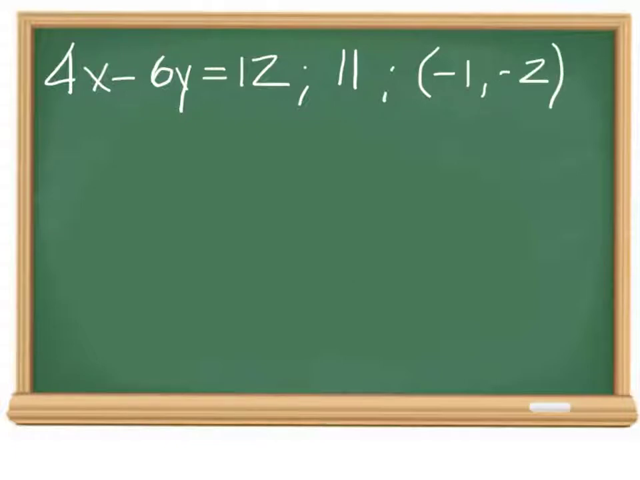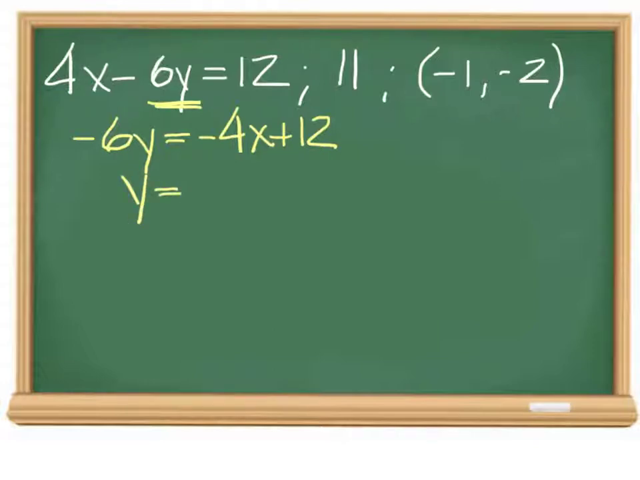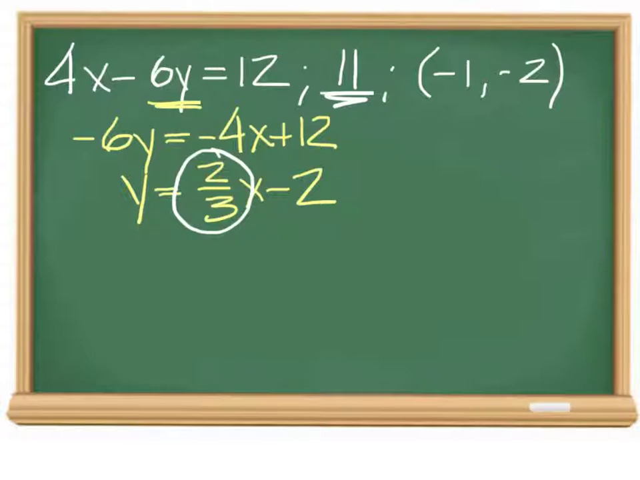On the practice problem, we need to get y by itself here to change this to slope-intercept form, so it's negative 6y equals negative 4x plus 12. Divide everything by negative 6 to come up with 2/3 x minus 2. Alright, now since it's parallel, you can use this slope and plug in this point.